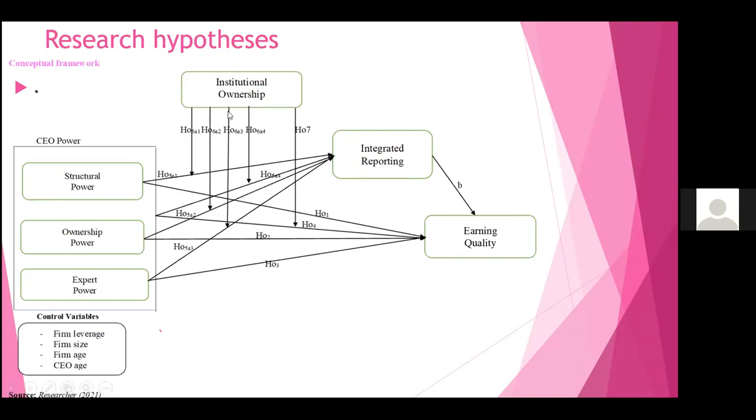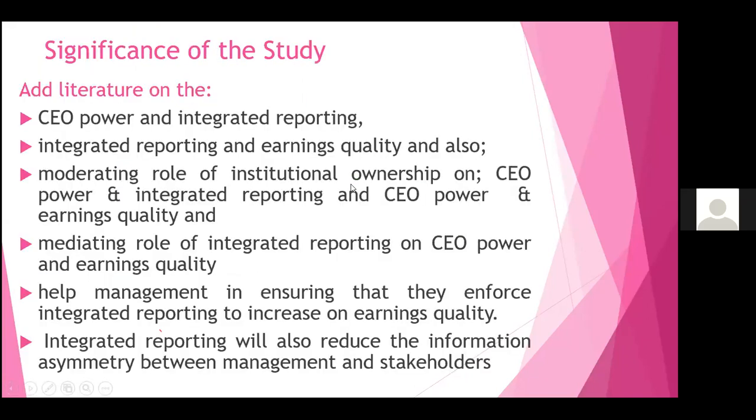And then to bring in the moderator, I'm going to look at the moderating effect of institutional ownership in the relationship between CEO power and integrated reporting, and the moderating effect of institutional power between structural power and integrated reporting, ownership power and integrated reporting, and expert power and integrated reporting. Then I'll look at the moderating effect of institutional power in the relationship between CEO power and earnings quality as mediated by integrated reporting. So it will actually be a moderated mediation study, but I'm still working on it.